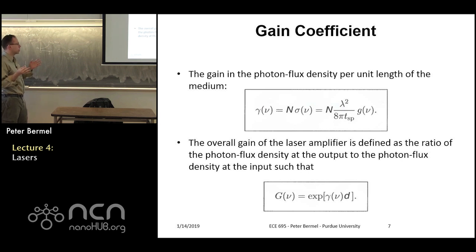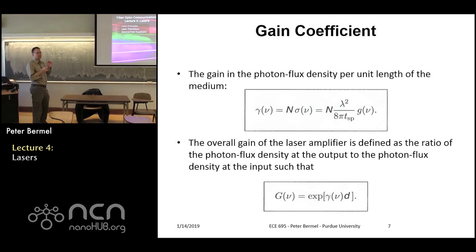Of course, this is a somewhat simple expression. It doesn't account for multiple passes in the loop, and it doesn't account for the interaction between the stimulated emission and depletion of the gain medium, and so on. So this is not a complete expression, but it gives you some idea. Any questions before we move on?